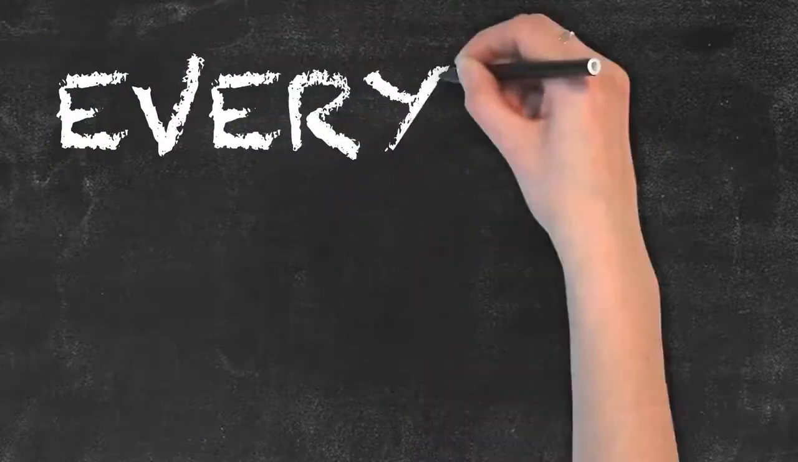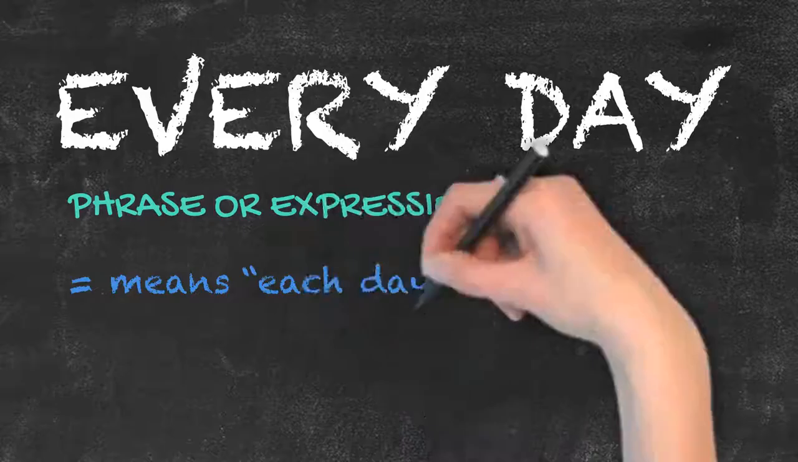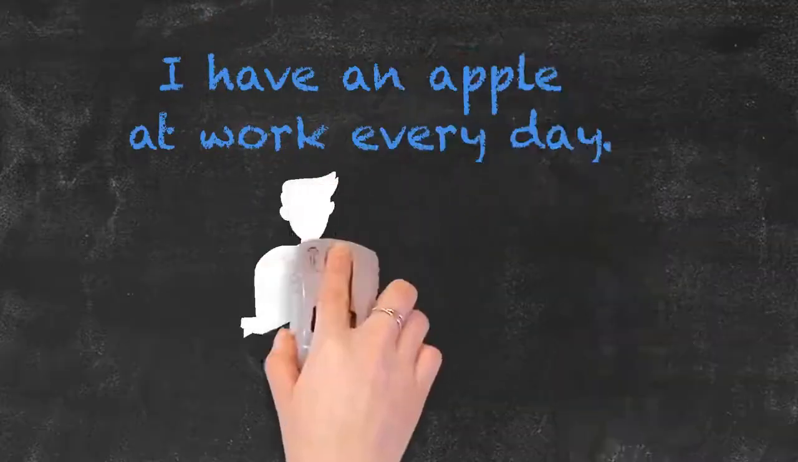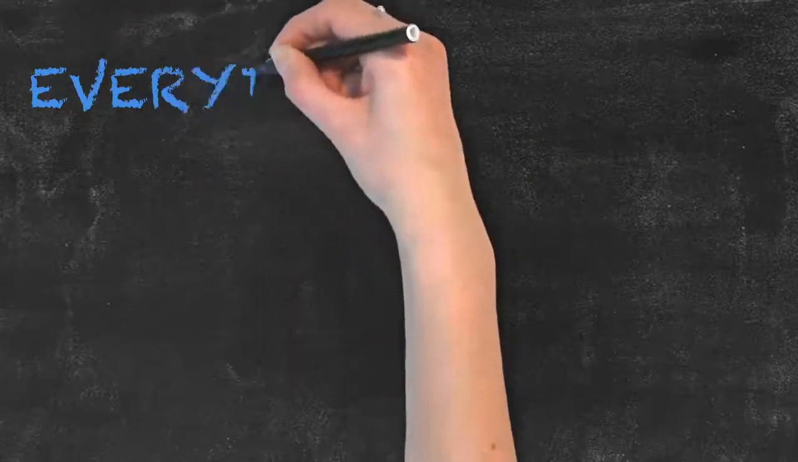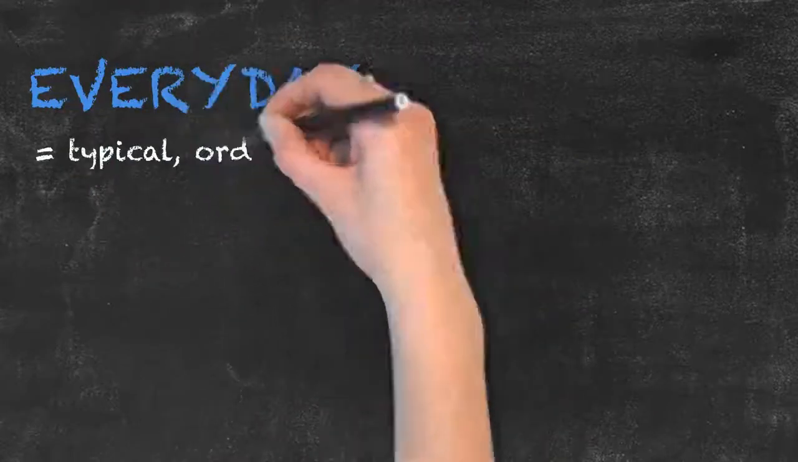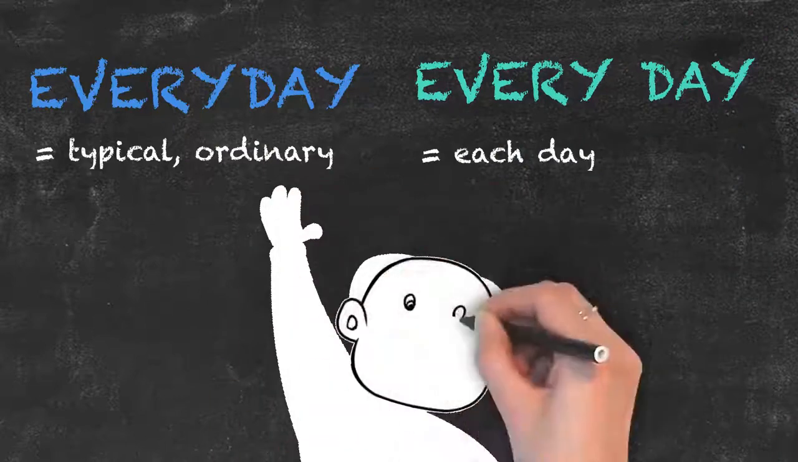Every day, on the other hand, is a phrase or an expression that simply means each day, such as here: I have an apple at work every day. So remember, everyday is an adjective describing something typical or ordinary, while every day means each day.